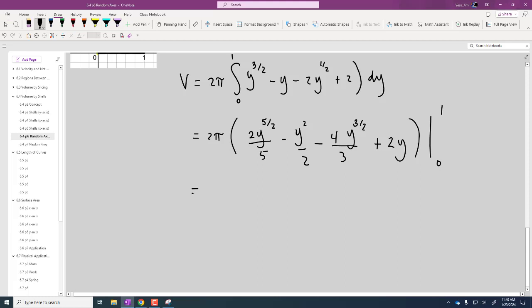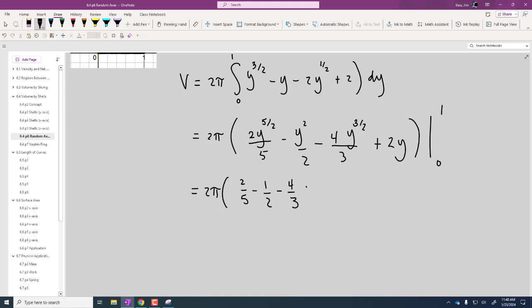So we've got a bunch of stuff to add together here. 2/5 minus 1/2 minus 4/3 plus 2. Looks like the common denominator is 30. So that'll be 12, and then minus 15, and then that one's 10, so minus 40, and then that one is going to be 60.